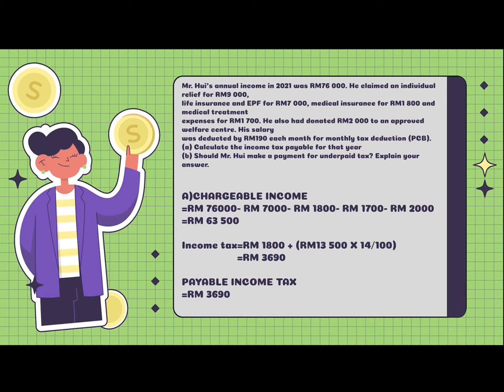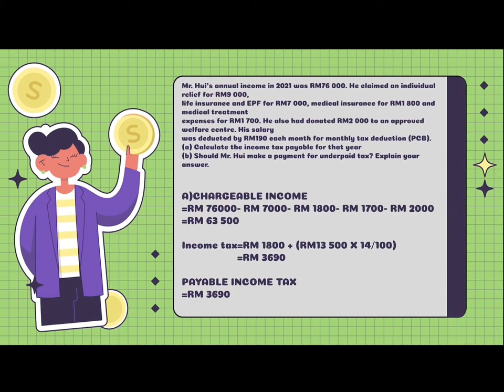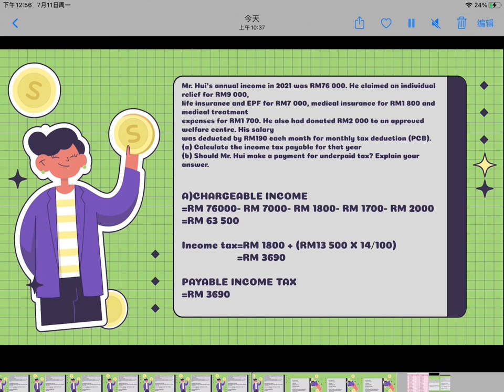So we need to find out the chargeable income first, which is 76,000 minus 7,000 minus 1,800 minus 1,700 minus 2,000, equal to 63,500. The chargeable income is between 50,001 and 70,000. On the first 50,000, the rate is 14% and the tax is 1,800. The income tax is equal to 1,800, which is the tax, plus 13,500, which is the chargeable income minus the 50,000, times 14%, equal to 3,690. So the payable income tax is equal to 3,690 ringgit.